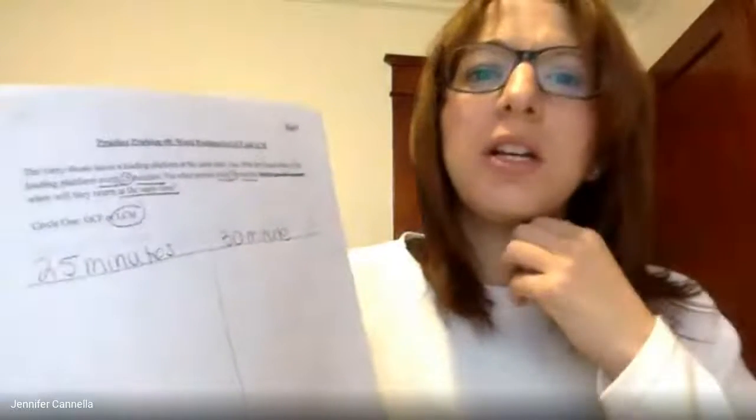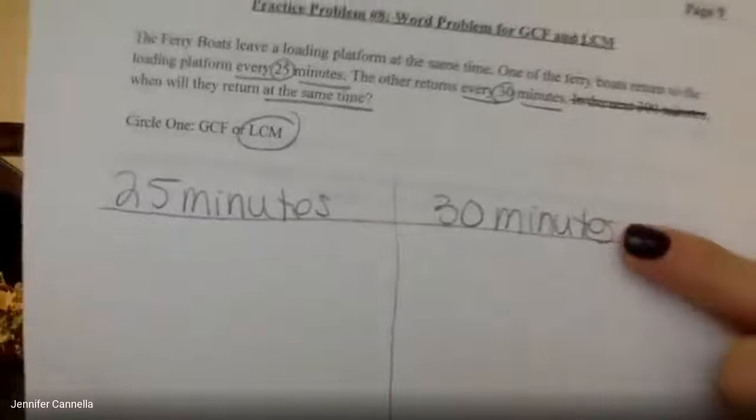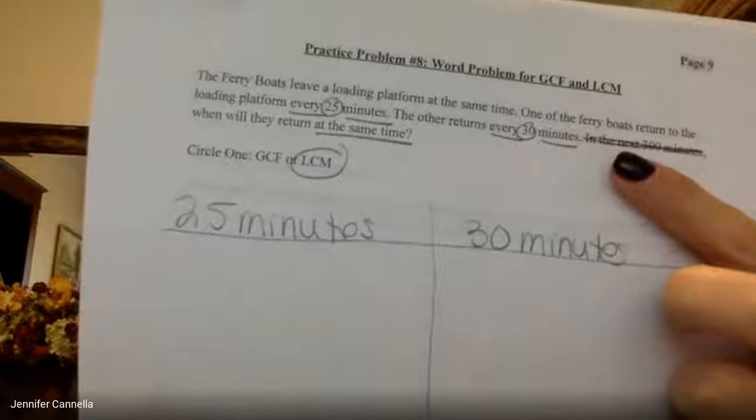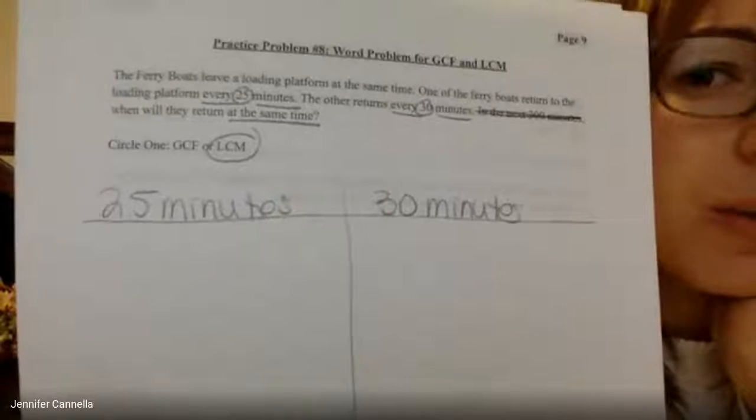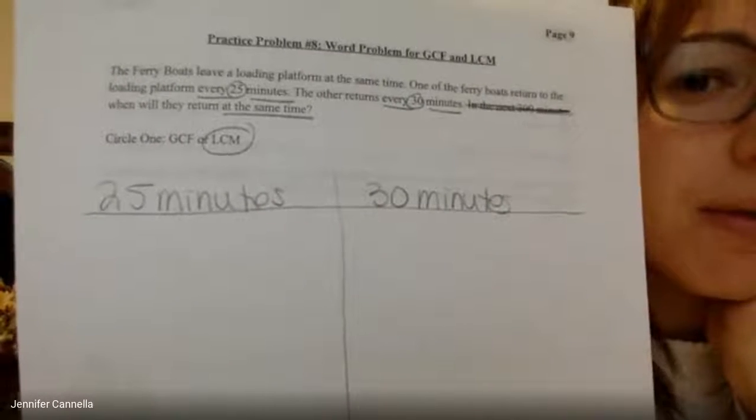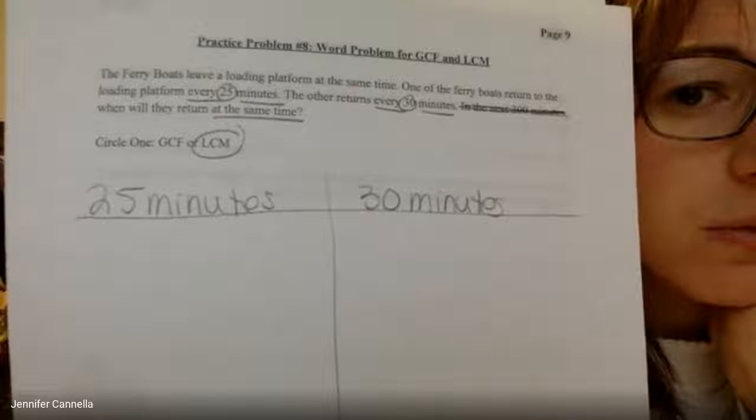So the key word here is every. Wait, so what am I supposed to search for the 300 to? So just, you see where I made the pencil mark? Cross that off. In the next 300 minutes, cross that off. So now the key word is every. So Esther, what are we finding here? LCM or GCF? LCM, because every means when will they be together again?